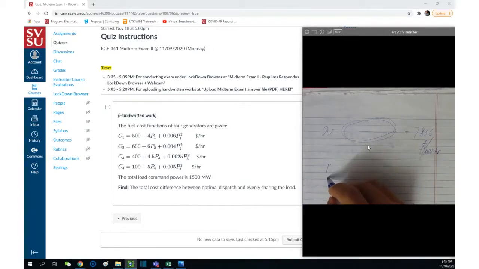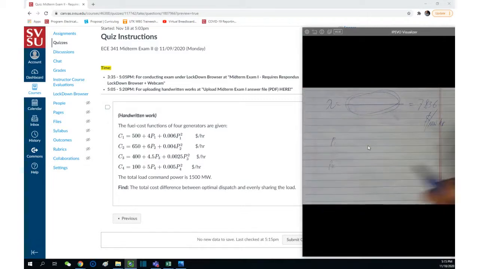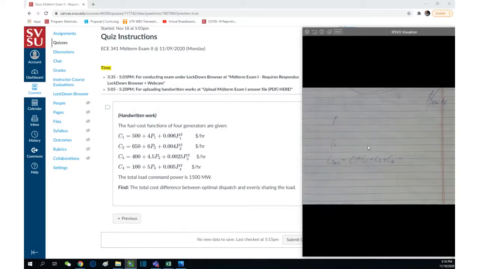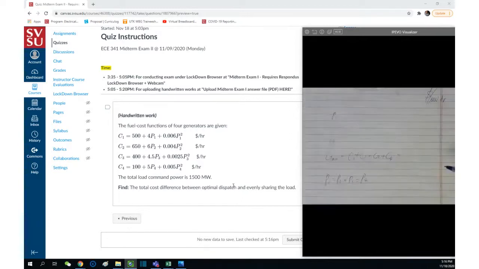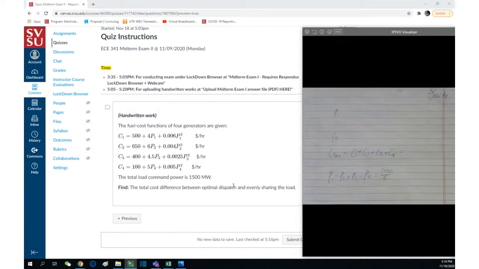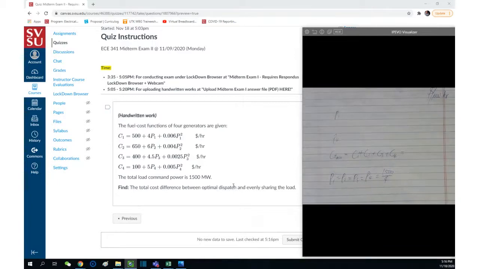And then you go ahead to find P1 through P4, and then C_T minimum, the optimal. It's just C1 plus C2 plus C3 plus C4, an algebra thing. Of course, at last, don't forget that the question is asking for the total cost difference between optimal dispatch and even sharing. Even sharing, you just divide by 4, right? And then you go to C1 through C4 once again, and find the difference between them to see how much money you can save. I'm not seeing any trouble in this problem either.